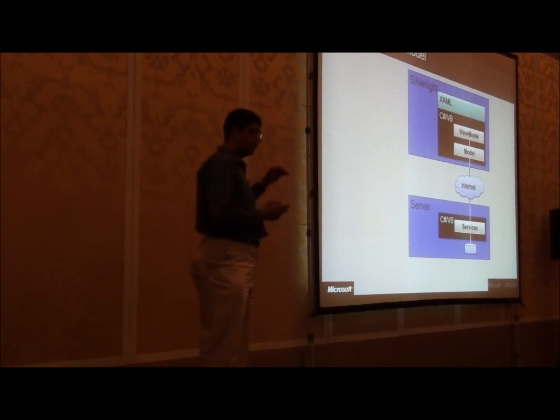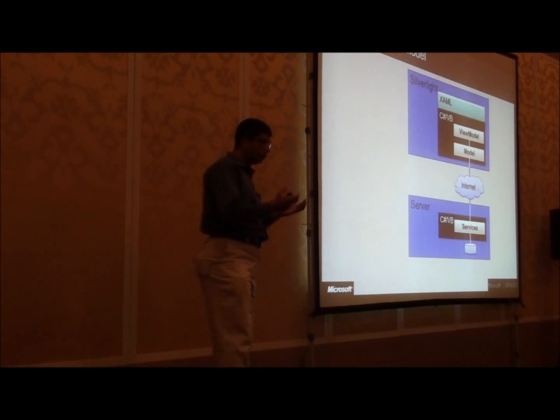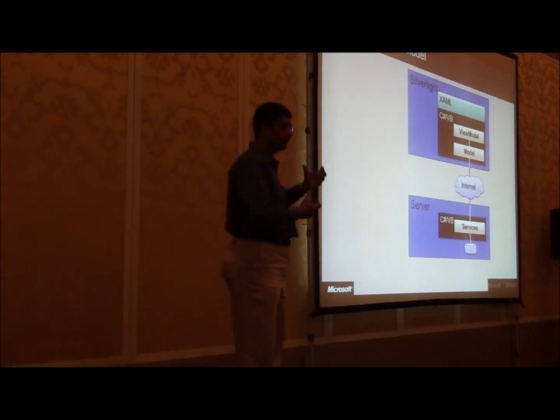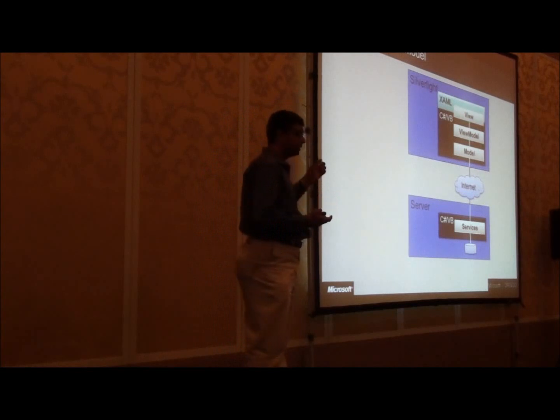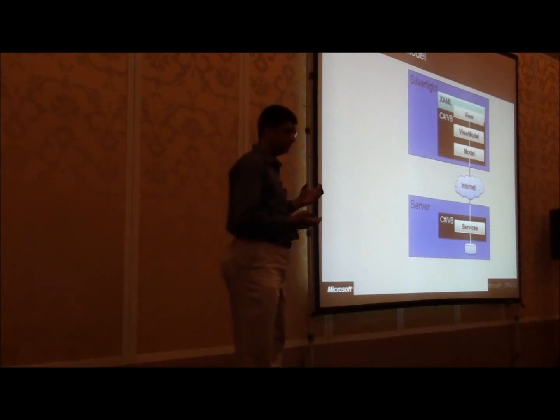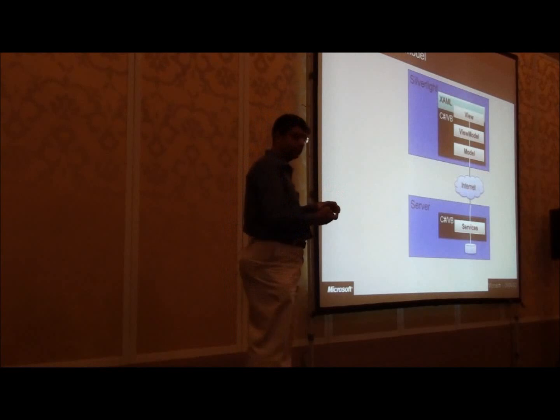The view model sits on top of the model and creates a view or a shape that you can bind your data to. And the view then interacts with the view model. So you can have many views interacting with one view model, and the view model then interacting with your model.